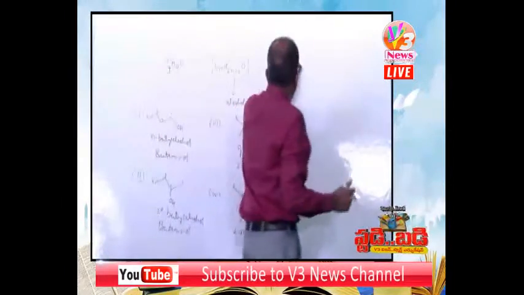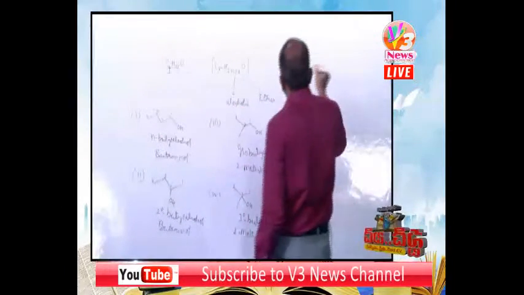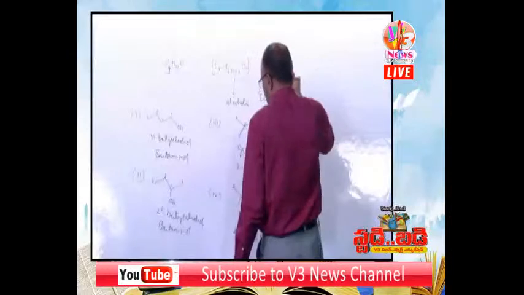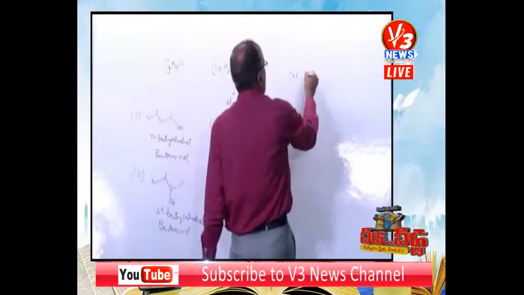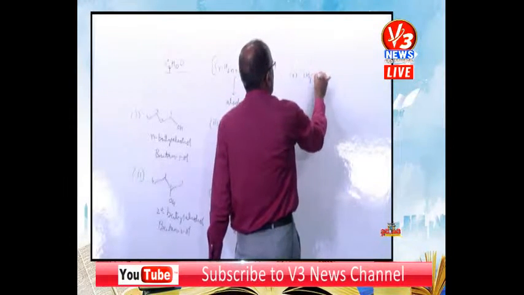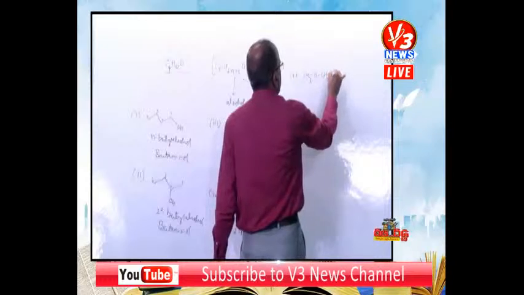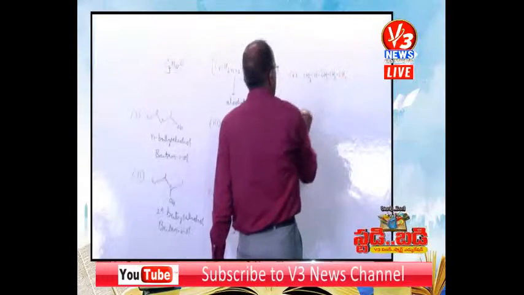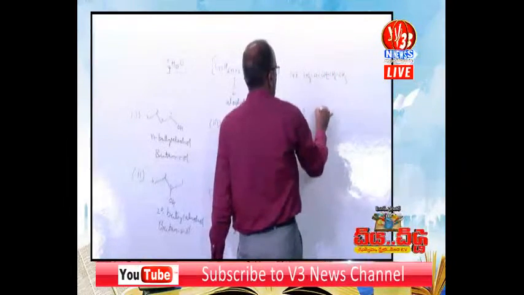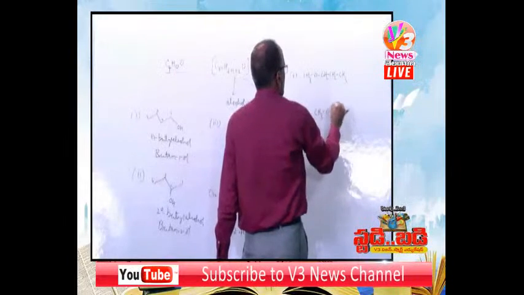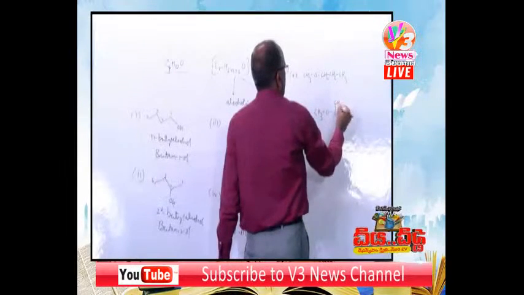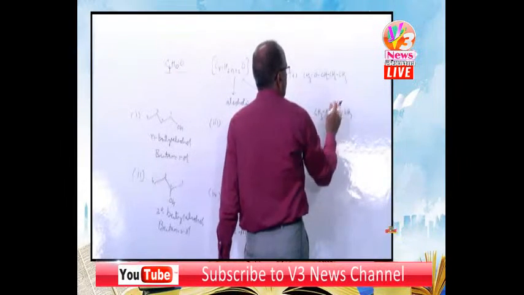Now, we will see ether structures possible. Just now we discussed what ether structures are possible with this formula. One is 1-methoxypropane and another one is 2-methoxypropane and another one is ethoxyethane.